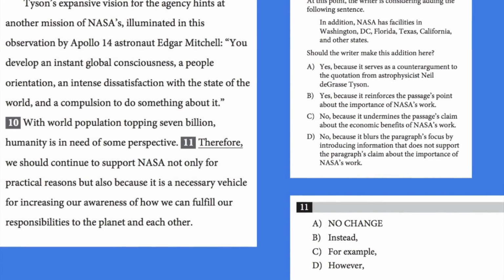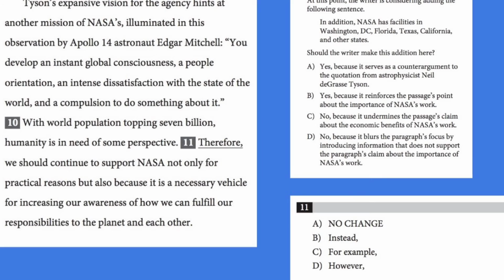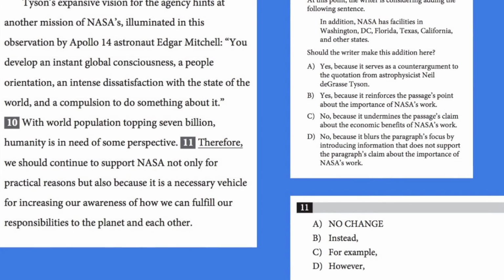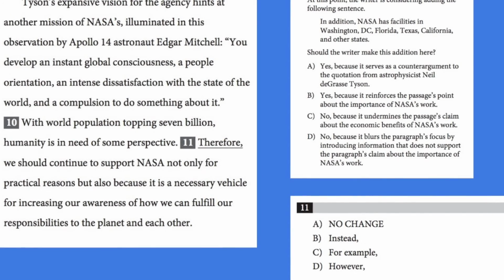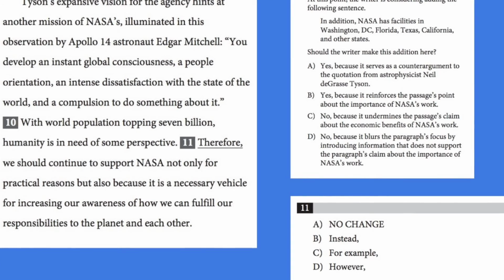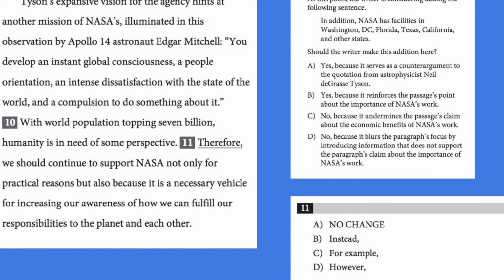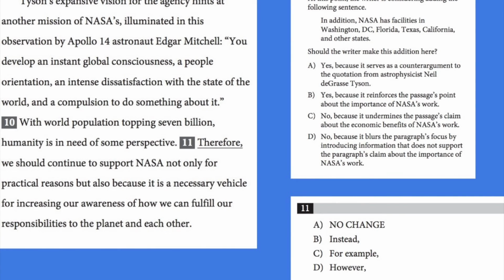The original option, therefore, is the logical choice here, as it creates the idea that the benefits NASA creates for the world make it important that the agency continues its work and deserves our support. The other three choices, instead, for example, and however, don't work because these transition words don't involve a simple cause and reason pattern like the sentence requires. Thus, choice A is the best option for this question.